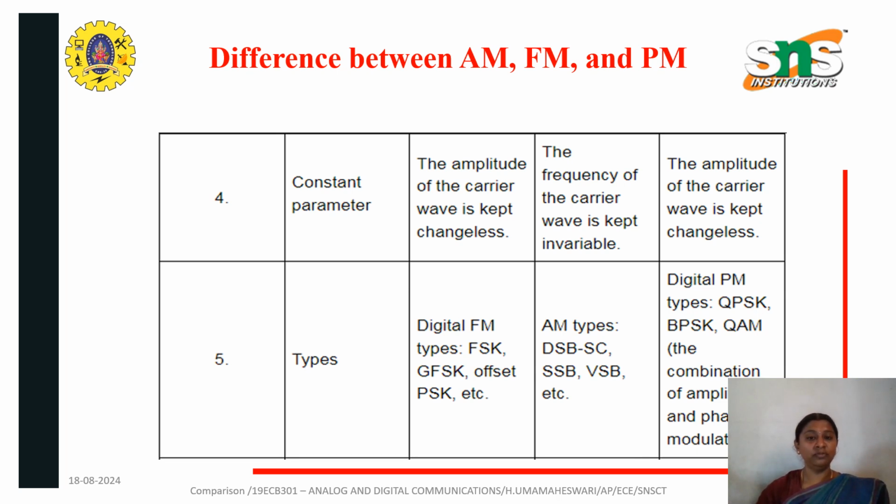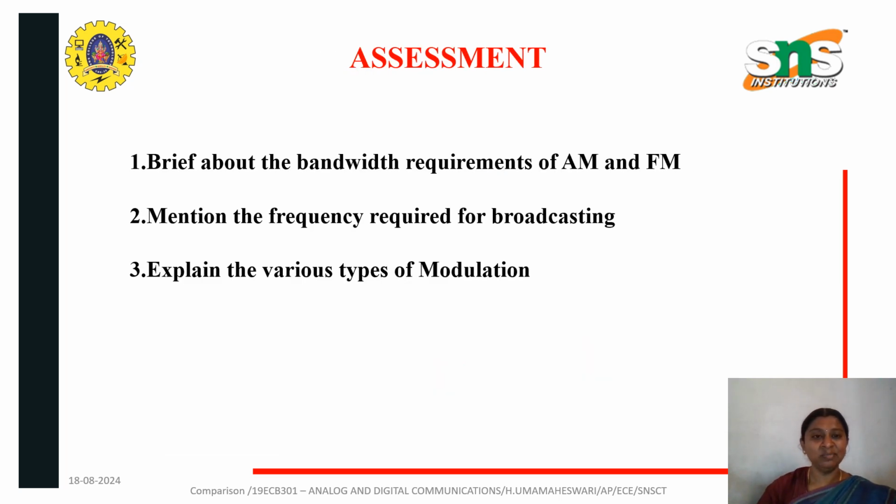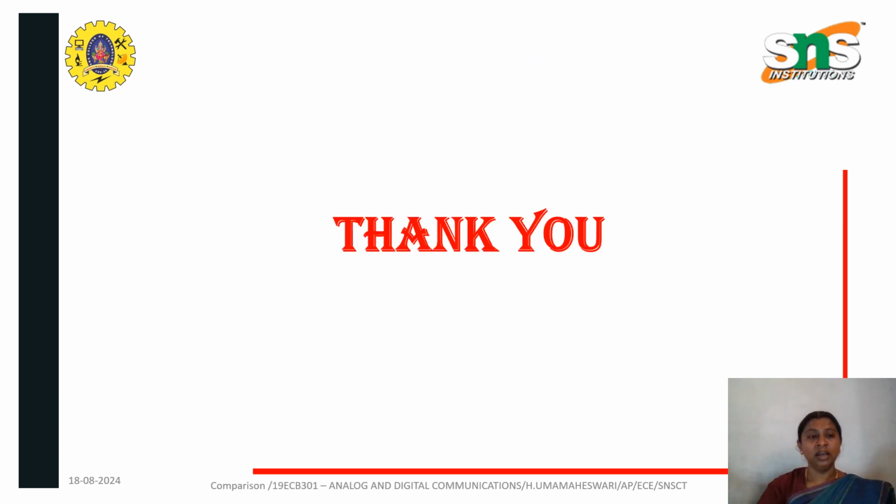The various types of FM include digital FM, which has frequency shift keying and offset phase shift keying. In AM, we have double sideband, single sideband, and vestigial sideband. In phase modulation, we have quadrature phase shift keying, binary phase shift keying, and quadrature amplitude modulation. The assessment is displayed here, mentioning the frequencies required for broadcasting and the various types of modulation. Thank you.